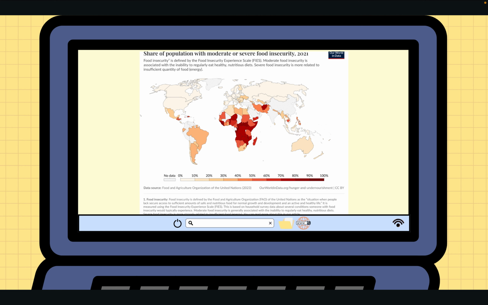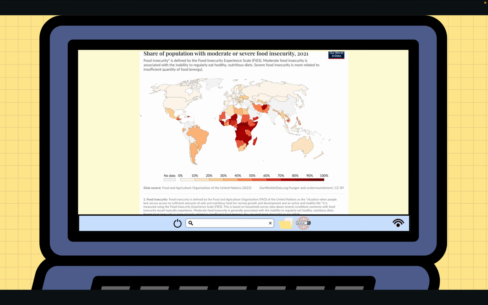Okay, and then this graph is showing the share of the population with moderate to severe food insecurity in 2021. As you can see, Africa is really the area around the world that's having the hardest time dealing with food insecurity, with a lot of the countries having almost 70 to 80% of their populations struggling with this problem, while other parts are holding around 50 to 60%, and then northern Africa is even around 40 to 50%.